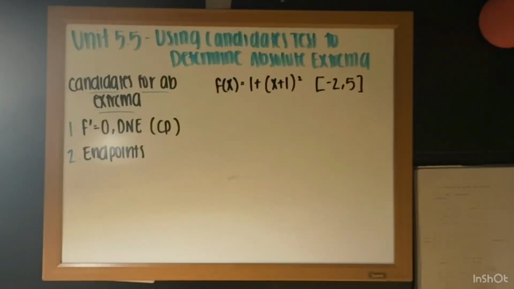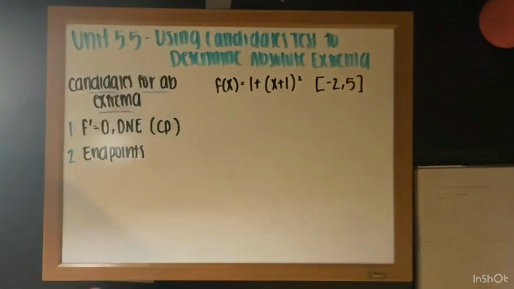Welcome to Unit 5.5. Today we're going to be talking about using the candidates test to determine absolute extrema. Candidates for absolute extrema are either your critical points, so when f prime equals 0 or does not exist, and your endpoints. So to see the candidates test, let's do an example.